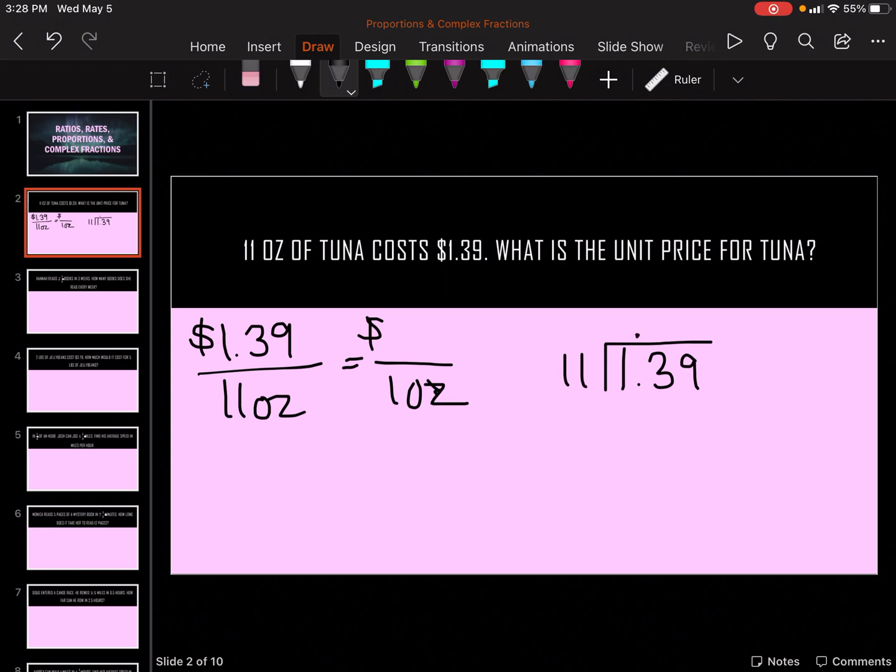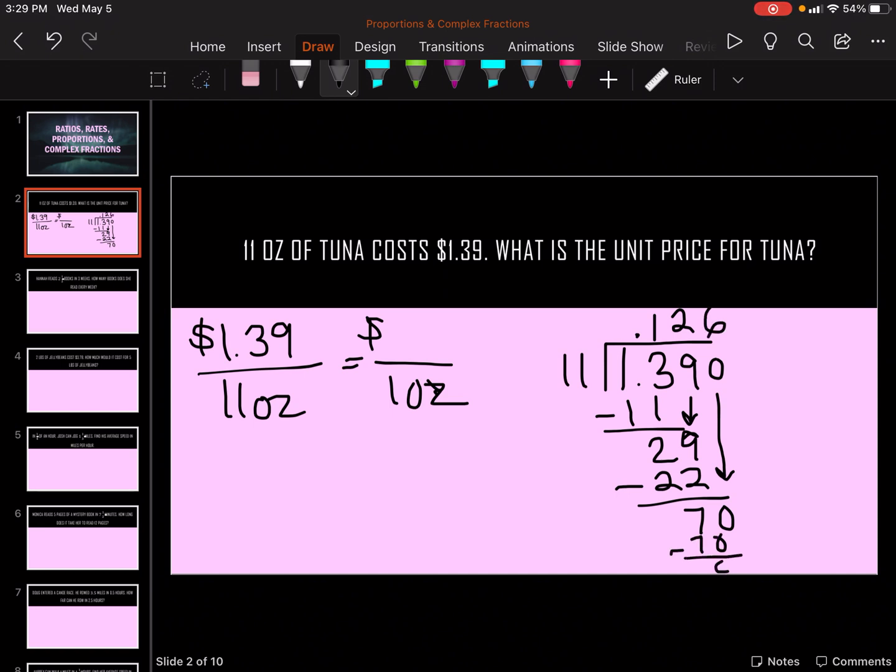Raise the roof. 11 goes into 13 one time. Subtract and bring down. 11 goes into 29 two times. It's going to be 22. Subtract, add a 0, and bring down. So it's money, so we need to go one more place so we can round it. 11 goes into 76 times, with 4 left over. So we do need to round this.